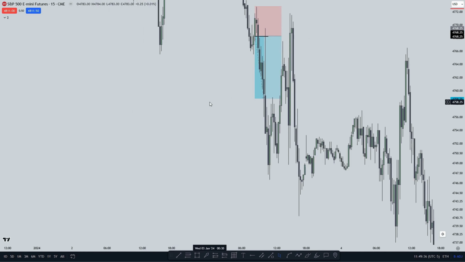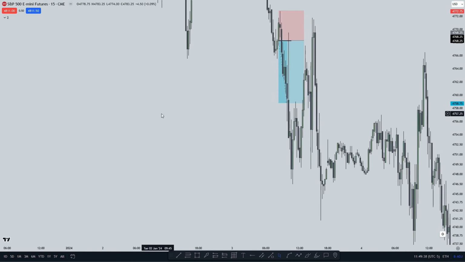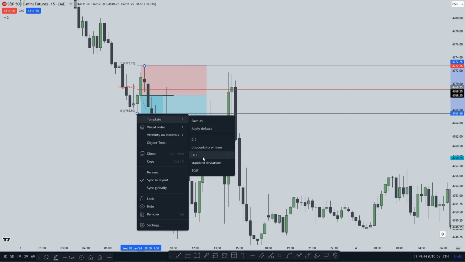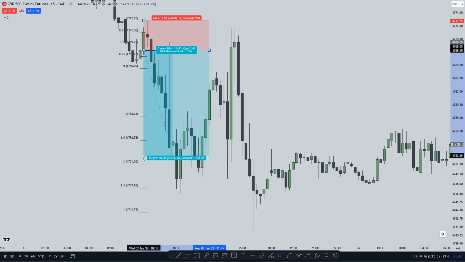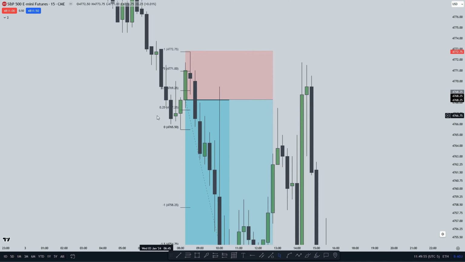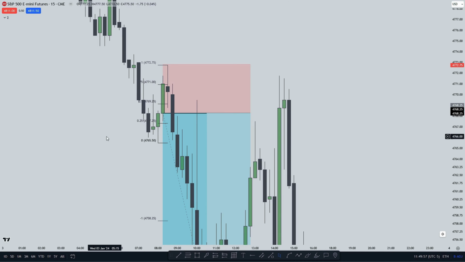and target liquidity or the standard deviations from this manipulation leg, which aligns with the -2 to -2.5 right here. So that's some of the important things that I want to be looking for when looking for a continuation order block.